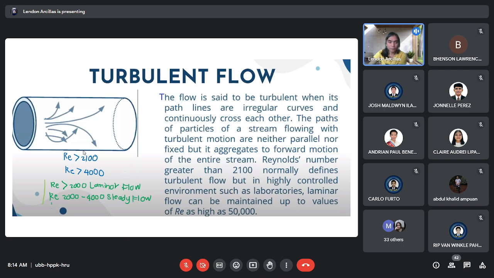And lastly, if the Reynolds number is greater than 4,000, that means the flow is turbulent.